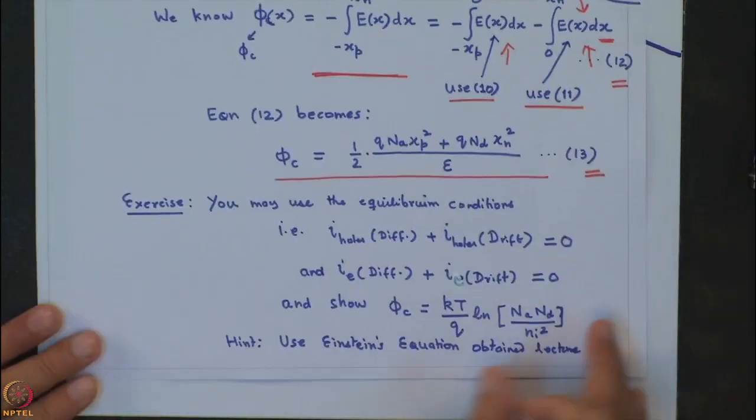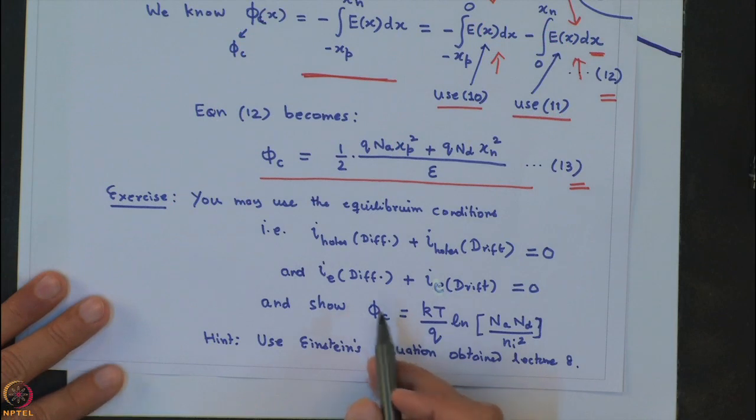One interesting thing that you can try is to use the equilibrium conditions, where we say that the current due to holes across the junction because of diffusion and drift will add up to 0 under equilibrium condition. Similarly, the electron current due to diffusion and drift will also add up to 0.